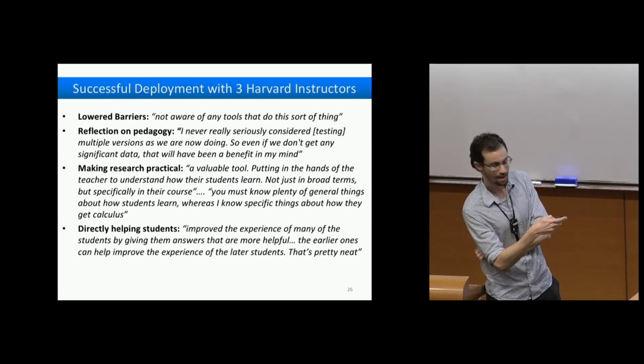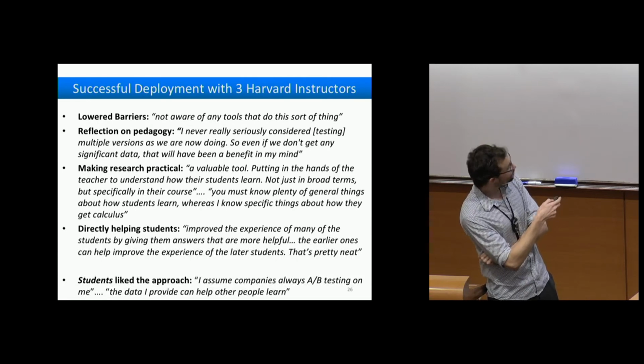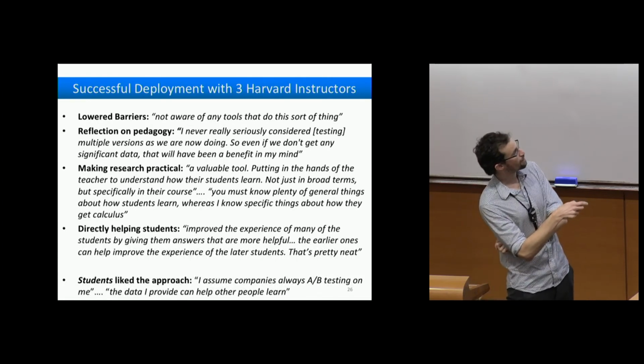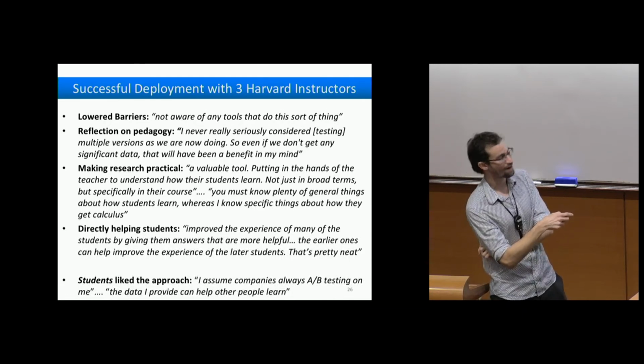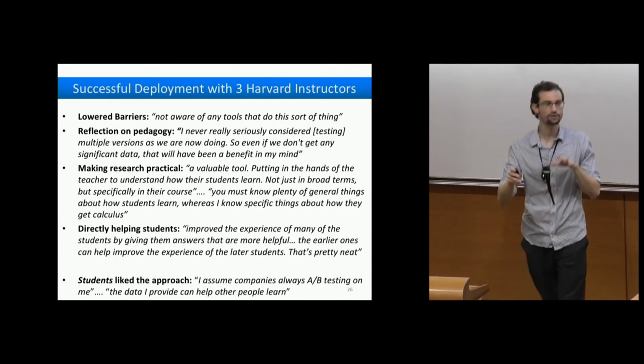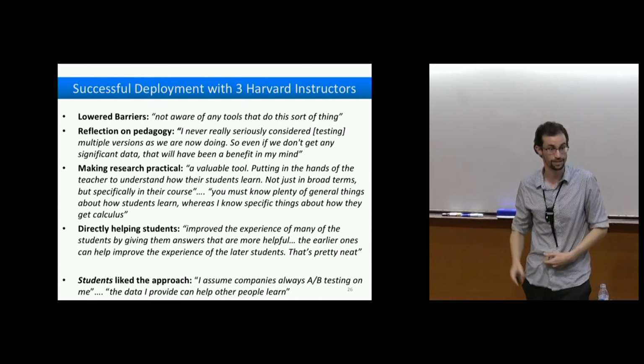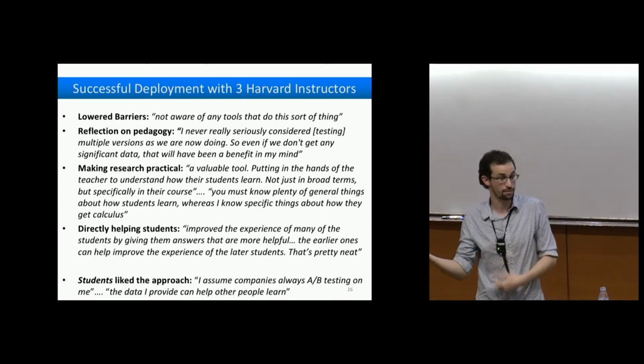That's pretty neat. Another interesting thing is this bit of data from a survey. Students like the approach: I assume companies are always A/B testing on me, so the data I provide can help other people learn. I think this is a really important set of issues to explore in terms of how people feel when they're involved in these randomized experiments. Are they more open to a dynamic experiment than a traditional one?